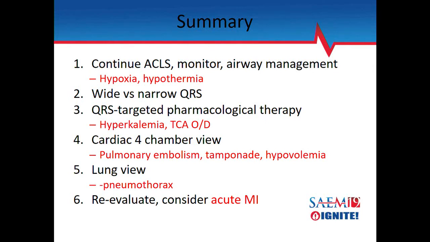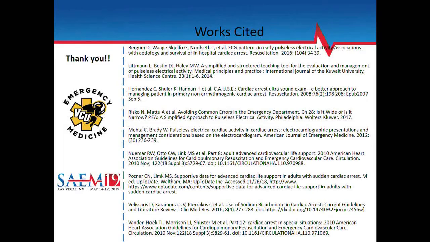So in summary, continue ACLS, get your airway, look at the QRS, do QRS-targeted pharmacological therapy, then look at your cardiac four-chamber view, look at your lung view, and then finally reevaluate. If you haven't found your cause, look for acute ischemia.